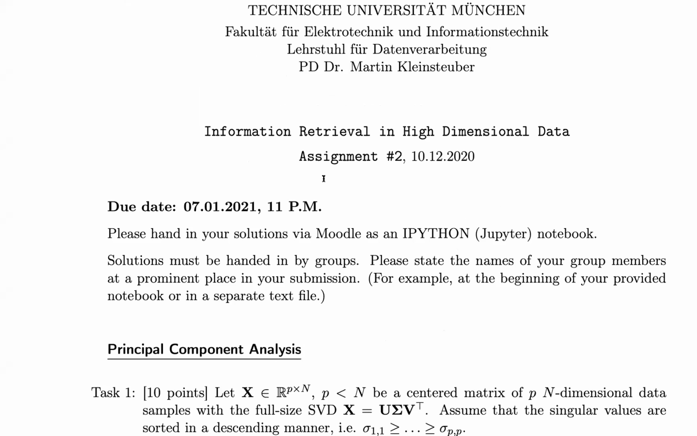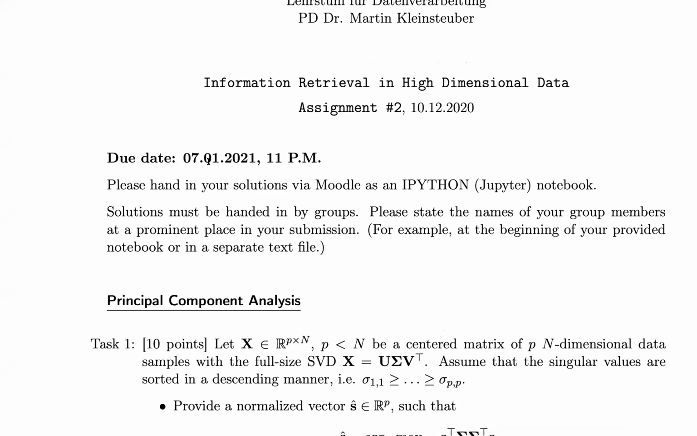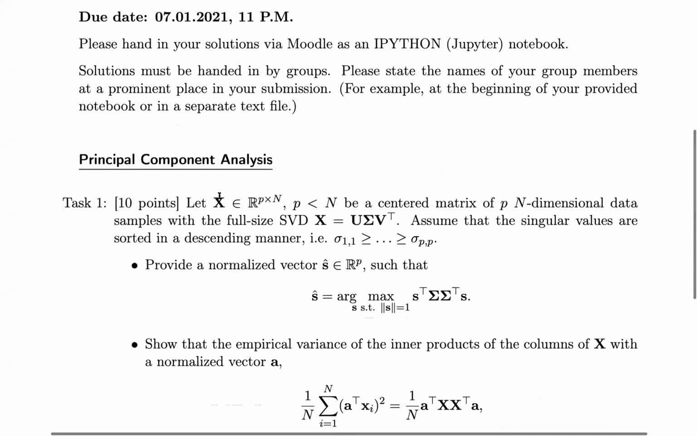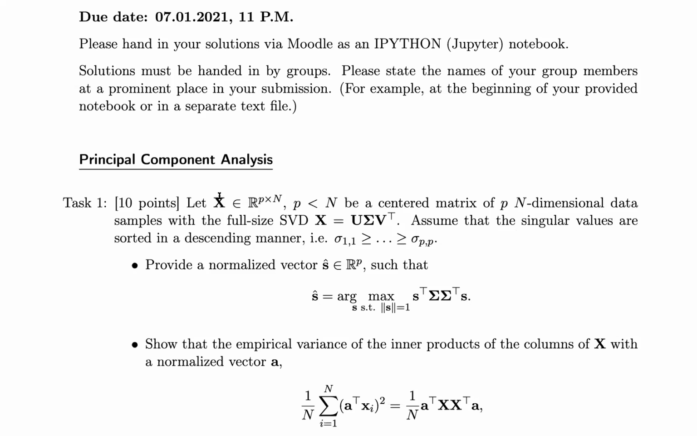So assignment number two had a deadline of 7th of January, which is already gone. Please hand in your solution via Moodle. It was about principal component analysis, and the first question was: let X belong to R^(P×N), where P is less than N, be a centered matrix of N-dimensional data examples with full-size SVD X equals U Sigma V transpose. We assume that the singular values are sorted in a descending manner.